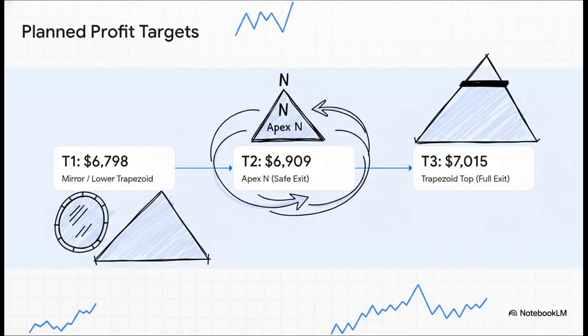Of course, a good plan doesn't just have an entry, it's got to have an exit strategy too. And this one laid out three potential profit targets right from the very beginning. T1 is your first milestone. T2 is called a safe exit, a spot where you might consider taking some profit off the table. And finally, T3 is the main goal, the full exit. That's where the cycle would be totally complete.